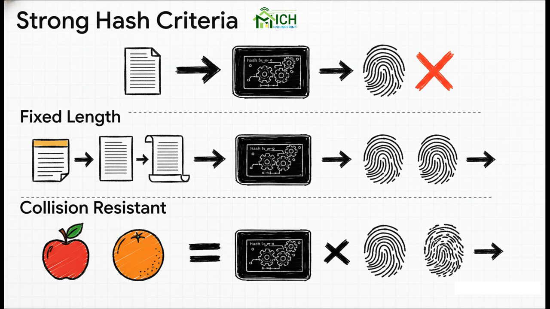For a hash to be truly secure, it has to meet three really strict criteria. 1, it has to be one-way. You just can't reverse it. 2, it has to produce a fixed length output no matter how big or small the input is. And 3, it's got to be collision resistant, which is a fancy way of saying it's basically impossible for two different inputs to ever produce the exact same fingerprint.